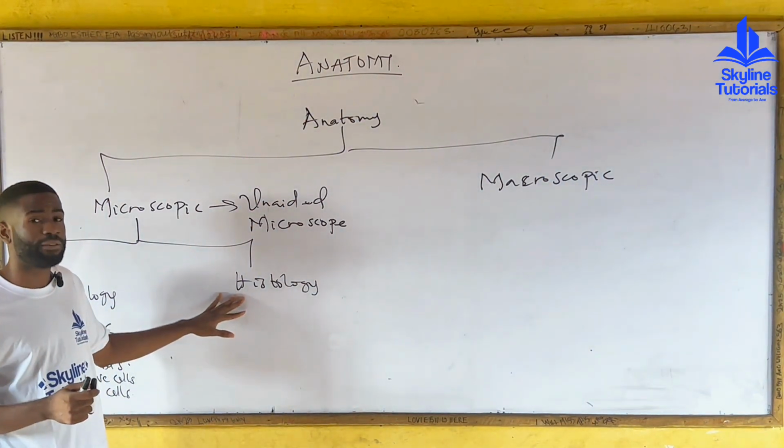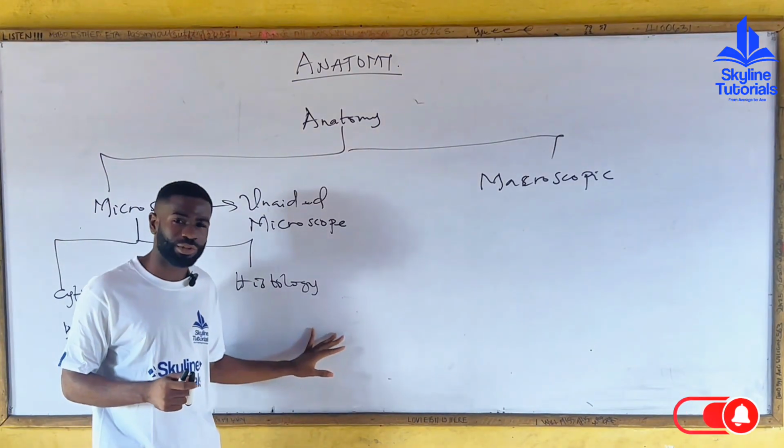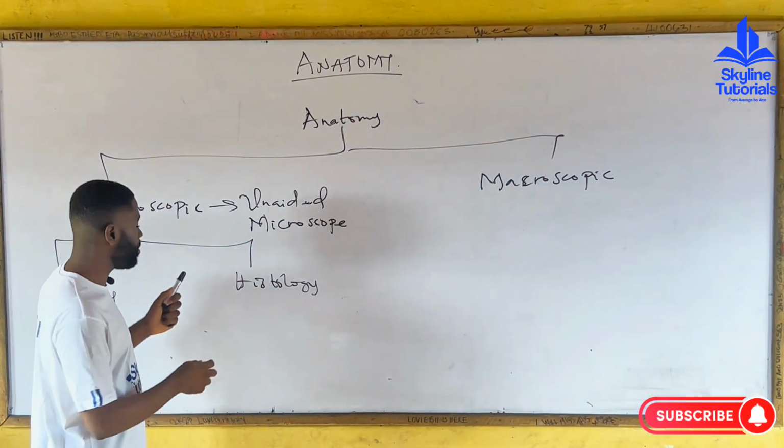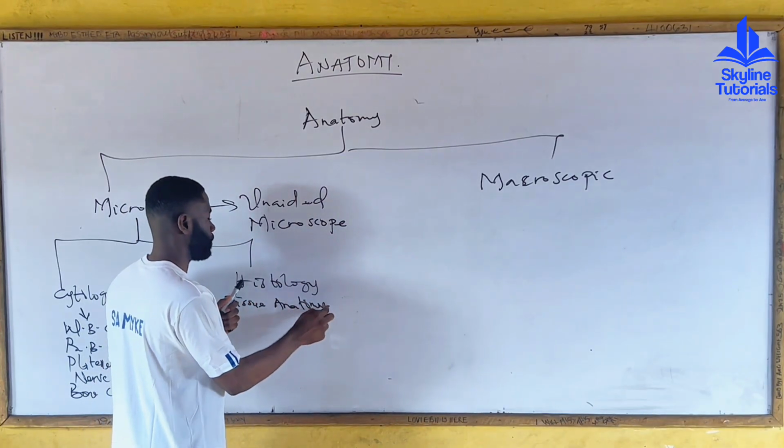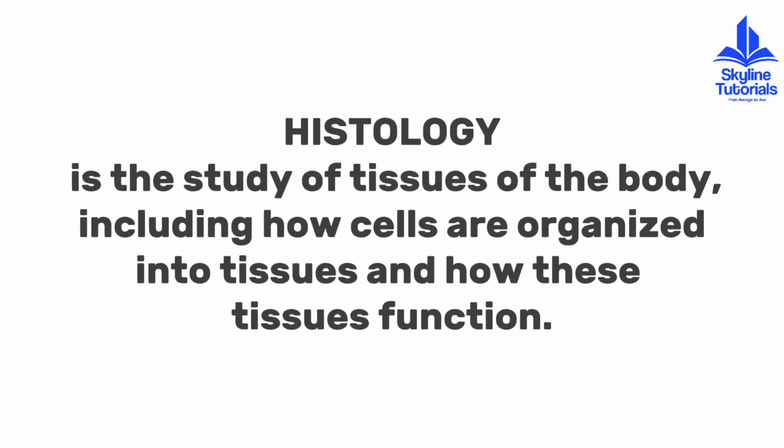The next subdivision of microscopic anatomy is histology. Histology can also be called tissue anatomy. So histology is the study of tissues, their internal structures, and their functions. Note that a tissue simply is a coming together of two or more cells that are precisely arranged to perform a particular function. I come again. Histology is the study of tissues, and a tissue is the coming together of two or more cells in a precise or arranged format to perform similar functions.